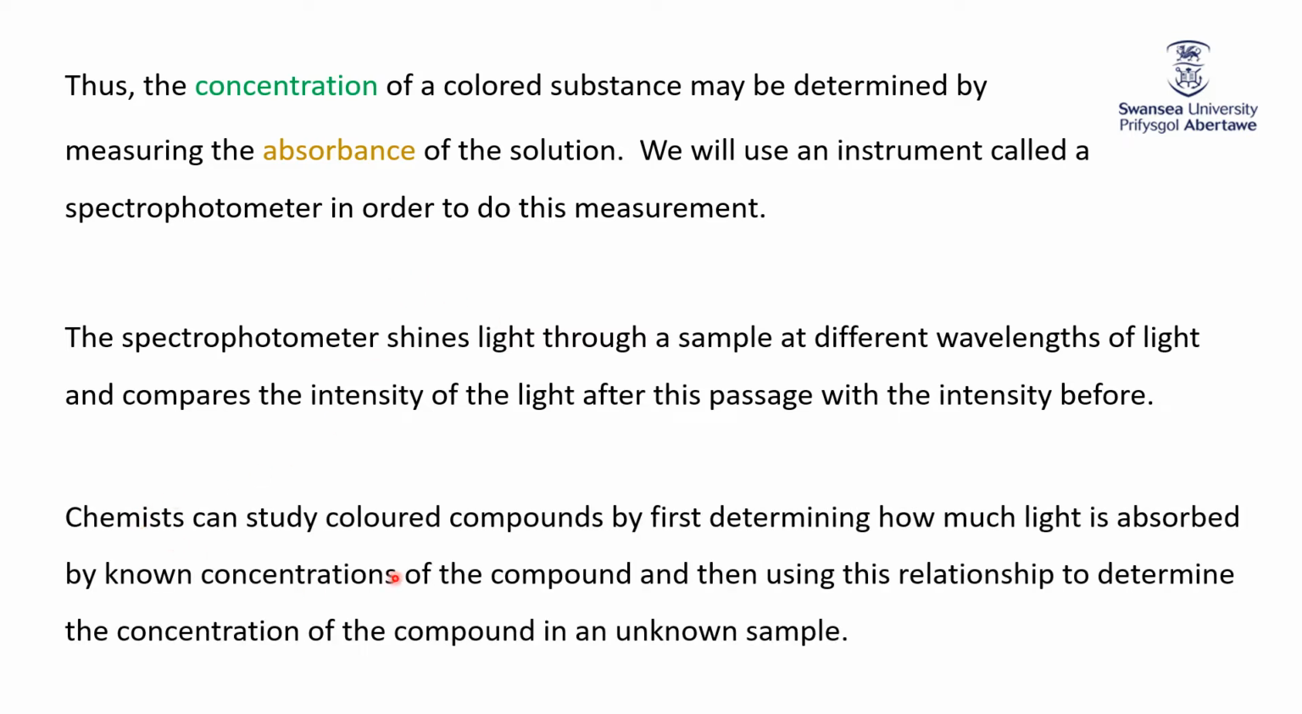We can study these coloured compounds by determining how much light is absorbed by known concentrations. So if we measure the absorbance and we know the concentrations, now we can determine epsilon L. And then once we know epsilon L, we can measure the absorbance of an unknown sample to determine the concentration. And that, in a nutshell, is what we're going to do today.